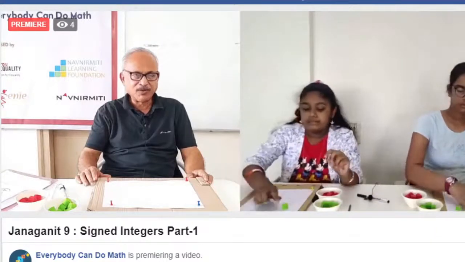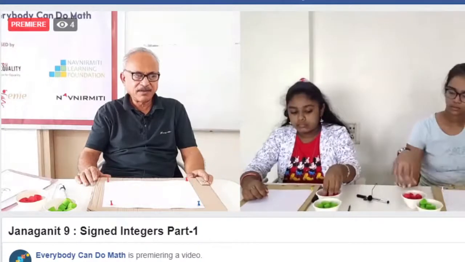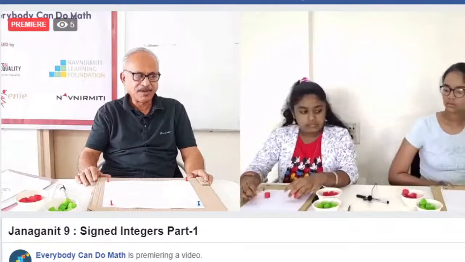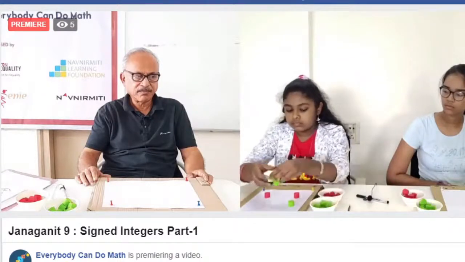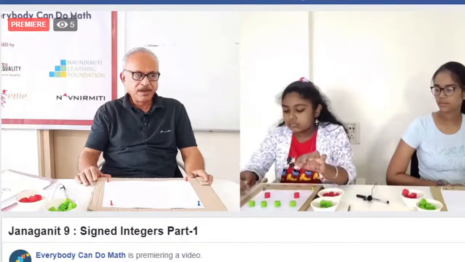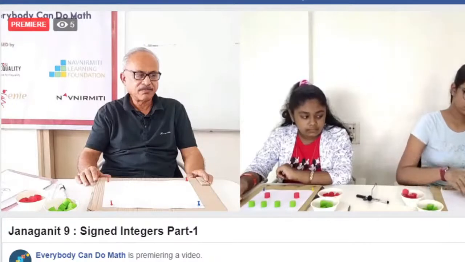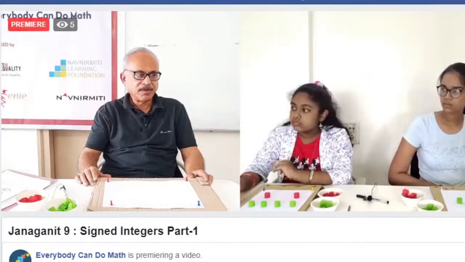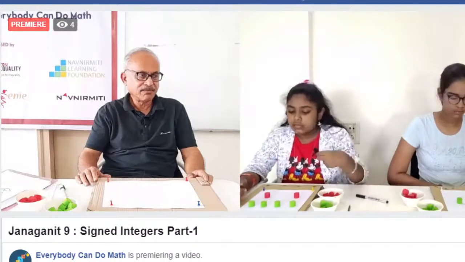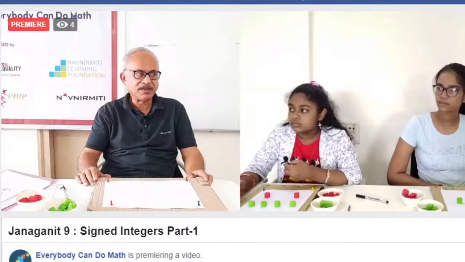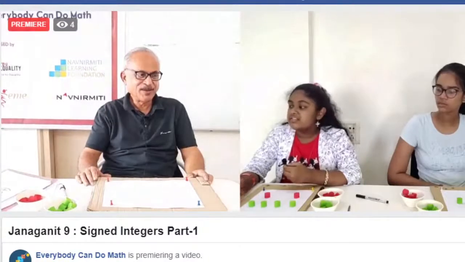Okay, let's do one more example. Clear your accounts, make your account 0. Now you take 2 red plugs. Gyanjyoti, Nandita, you don't do it. Gyanjyoti, you take 2 red plugs and 4 green plugs. And Nandita, you take 3 green plugs. Now, Gyanjyoti, how much money do you have in your account? 2 rupees. And how much money does Nandita have in her account? 3 rupees.